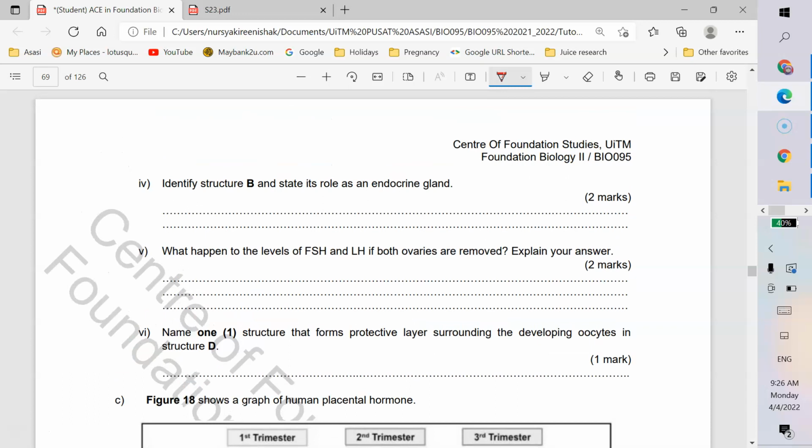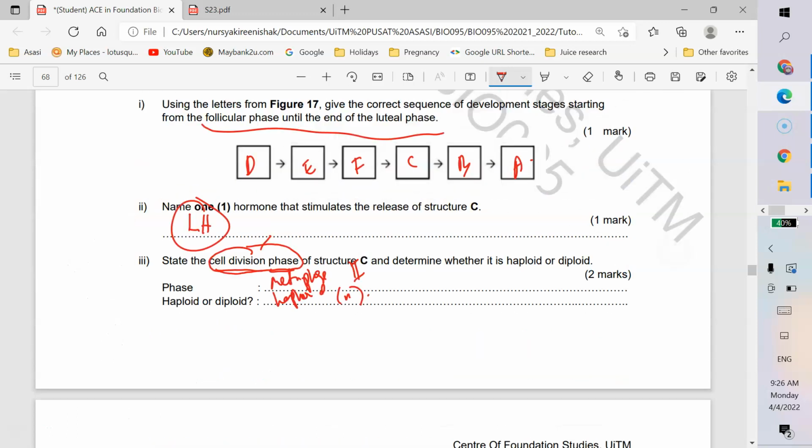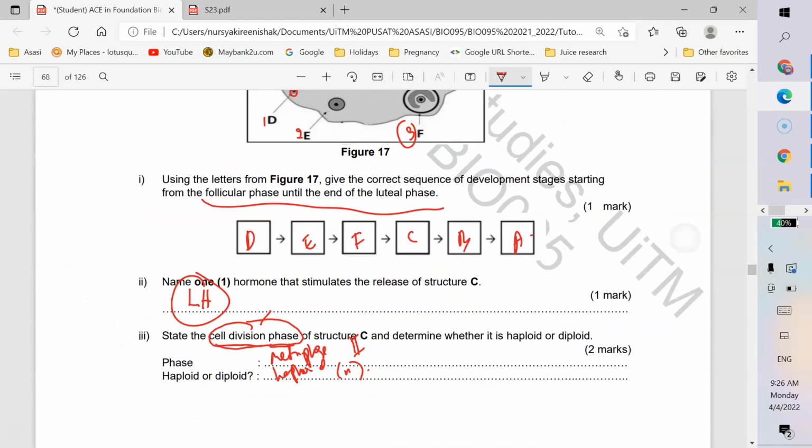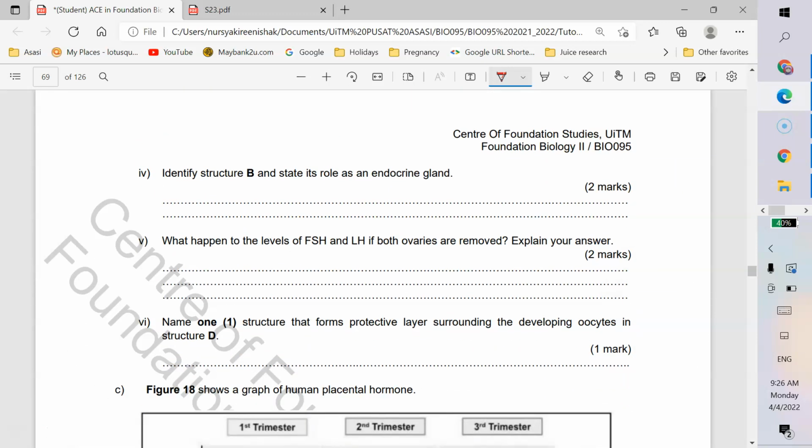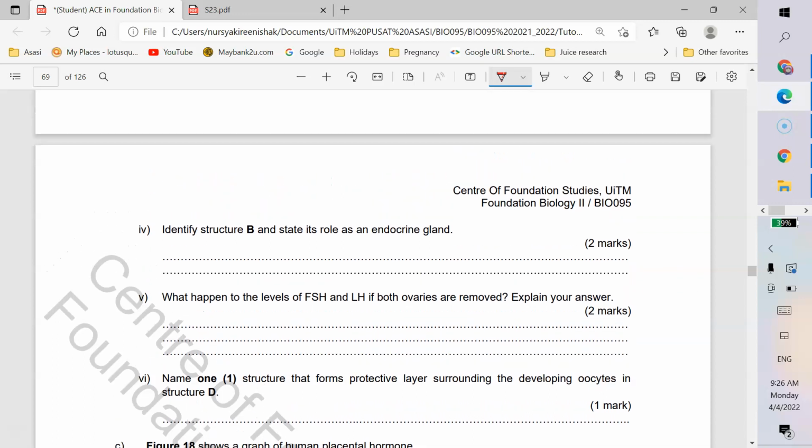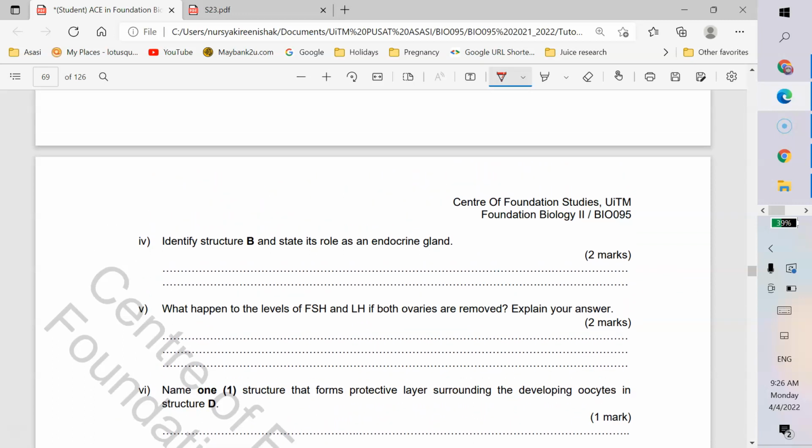Identify structure B and state its role as an endocrine gland. My answer is corpus luteum. Its role is to secrete progesterone and estrogen. Okay, correct. Two marks. So there must be estrogen and progesterone. So structure B is corpus luteum, secretes estrogen and progesterone. Okay. So thank you Nadia. Sarah, Christina next.